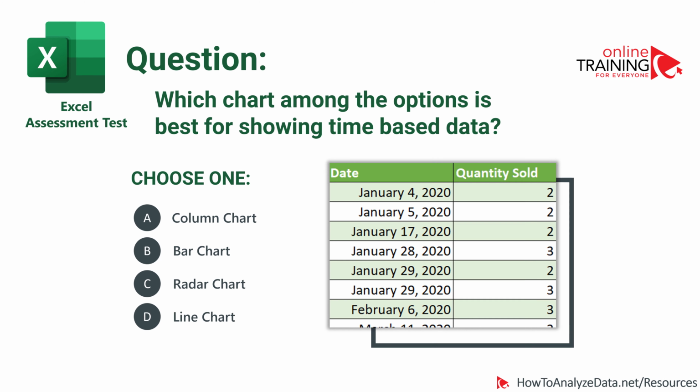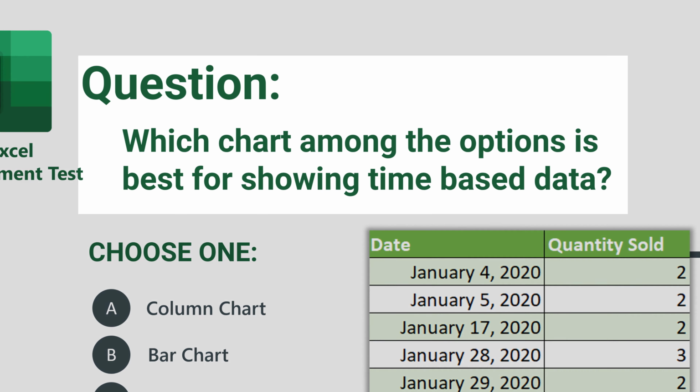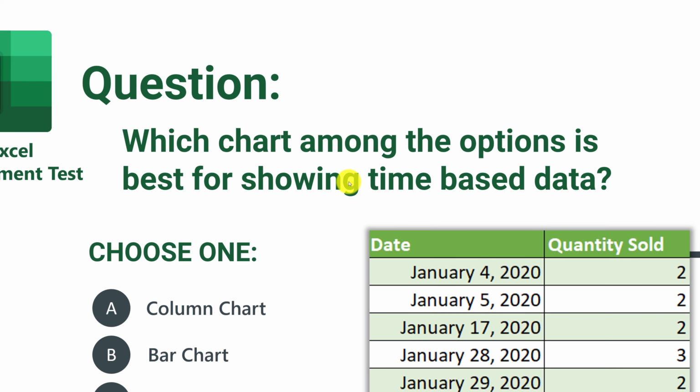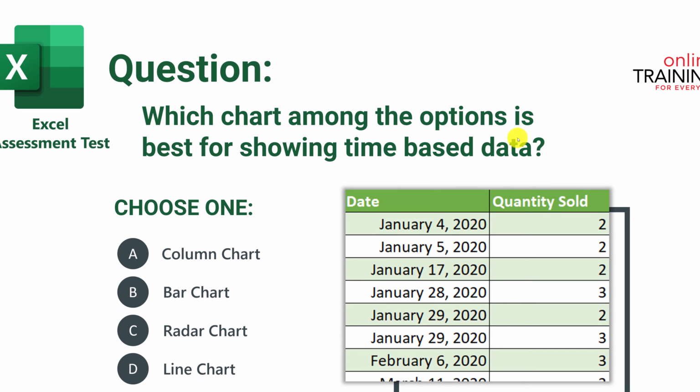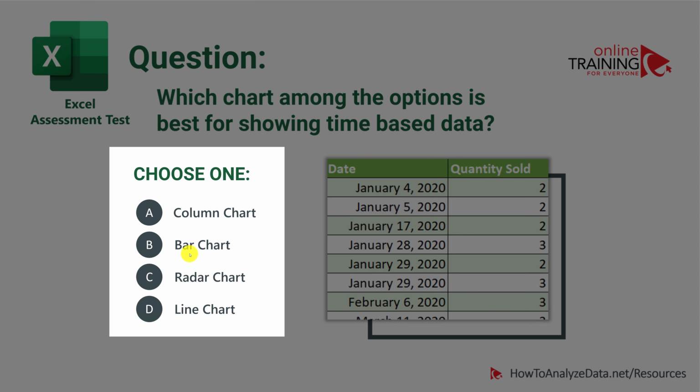Let's look at the question which tests your knowledge of Microsoft Excel charts and graphs. Which chart among the options is the best for showing time-based data? And the key here is time-based data. So as always, with any questions related to Microsoft Excel and Excel test, just pay attention to every little detail in the question itself. And we have 4 choices: column chart, bar chart, radar chart, and then line chart. Which one would you choose? Which one do you think is the right option?